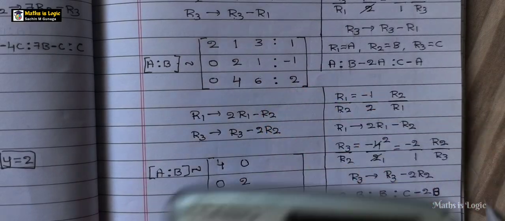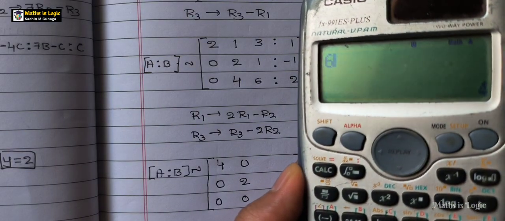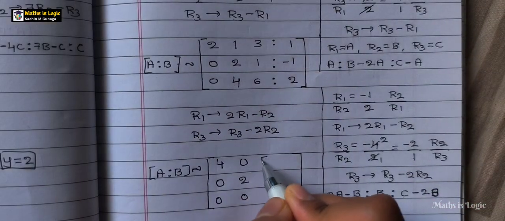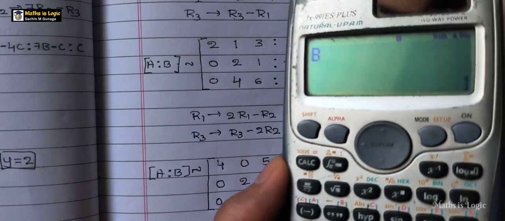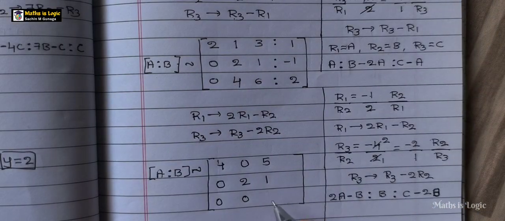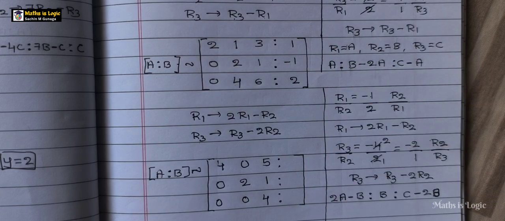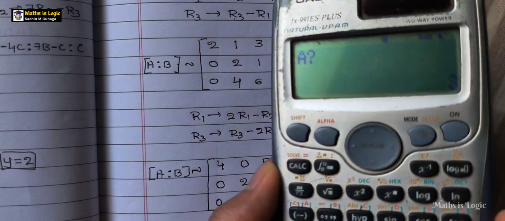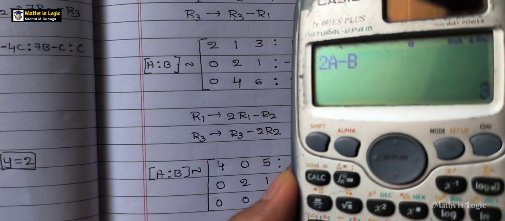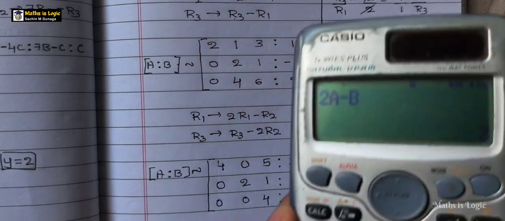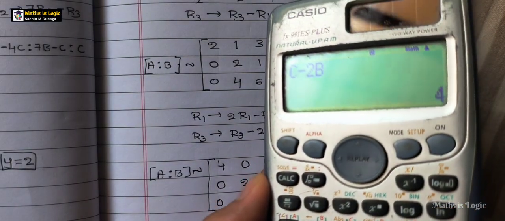Next third column 3, 1, 6. 3, equals, 1, equals, 6. First value becomes 5, next value becomes 1, and last value becomes 4. Next, last column 1, minus 1, 2. Next 1, equals, minus 1, equals, 2. So that time first value becomes 3, next value becomes minus 1, and last value becomes 4.